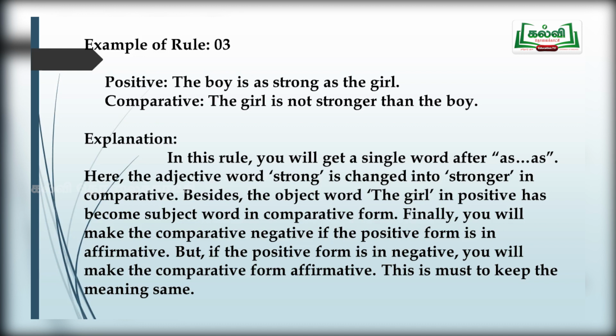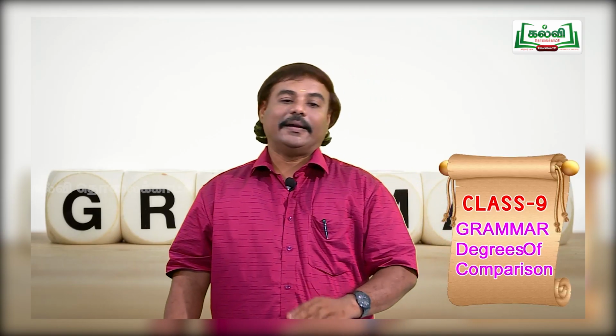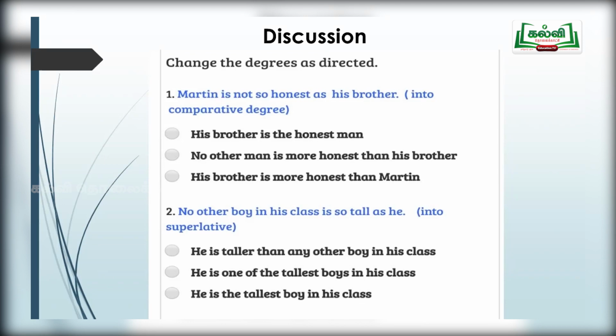Which is the subject there? The girl. Start your answer in comparative degree with the girl. The girl is, negative form, not. The comparative degree of strong is stronger than the boy. Is the rule very clear for you? Now, let us discuss these questions.